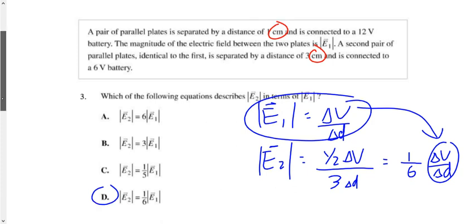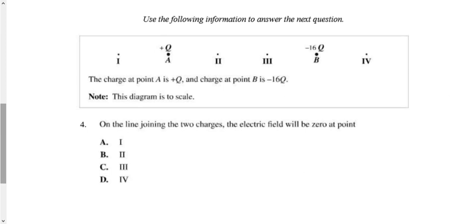All right, number 4. This is the good question here. We've got two charges here. One is plus Q, and the other is negative 16Q, and then we've got 4 points labeled all around those. On the line joining the two charges, the electric field will be 0 at point what? Well, this is a positive charge, so it produces, let's look at all 4 of these points.